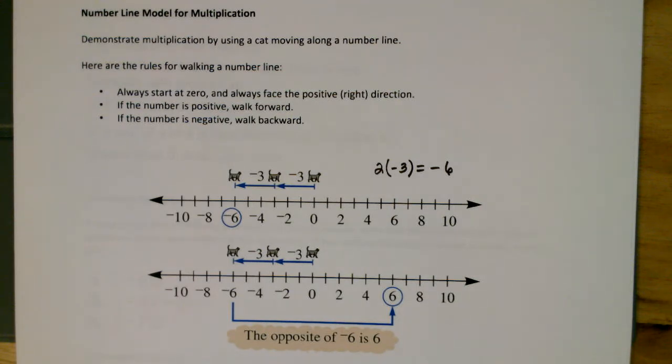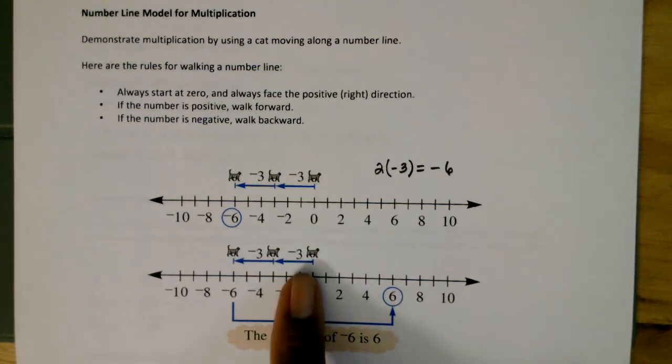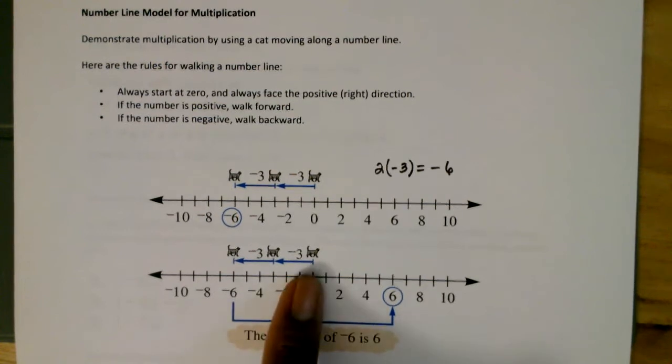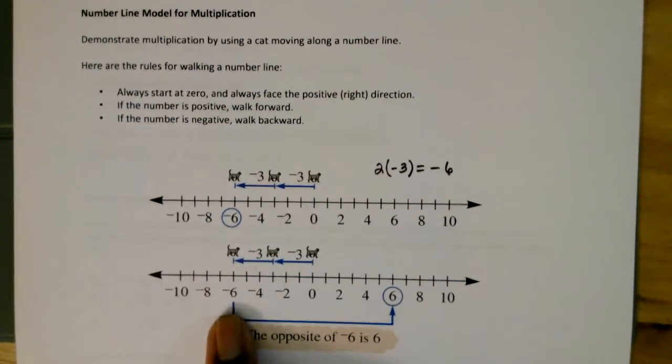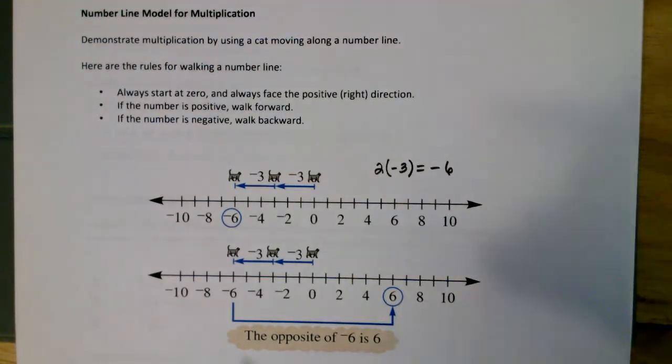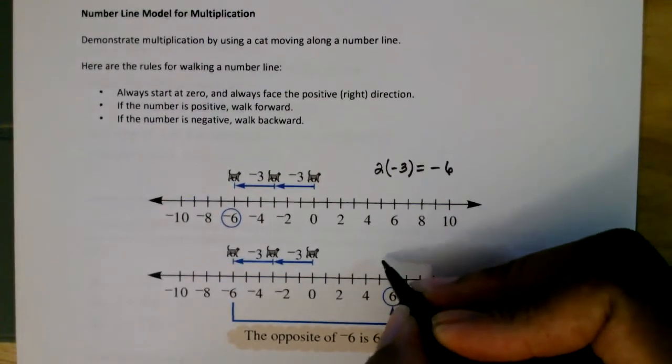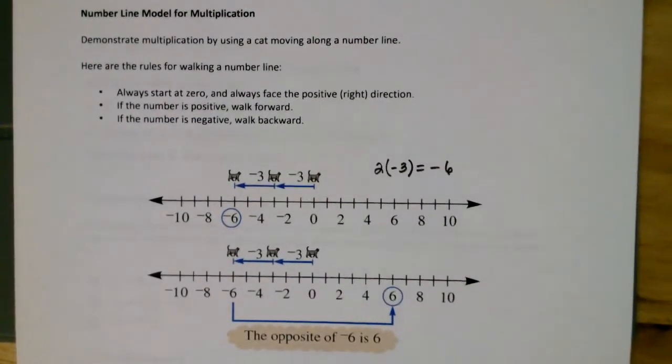Right, and also in this case here, if we were to do -3 times -2, then of course we walk back 3 places twice to end up with -6. So now the opposite of -6 would be 6. That would be a representation of -3 times -2.